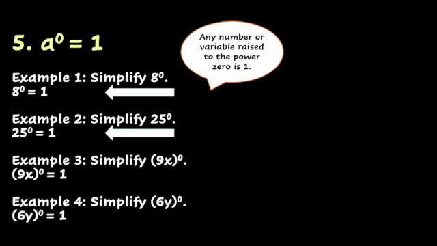Then the next example is 9x raised to the power 0. Again the answer would be 1 because any number or variable raised to the power 0 is 1. And in example 4, we have 6y raised to the power 0 equal to 1 again.